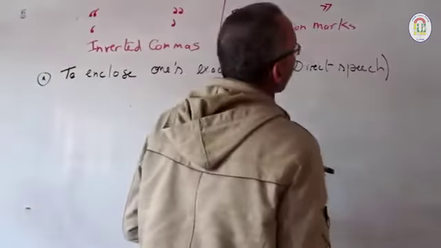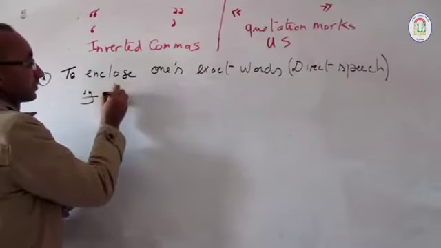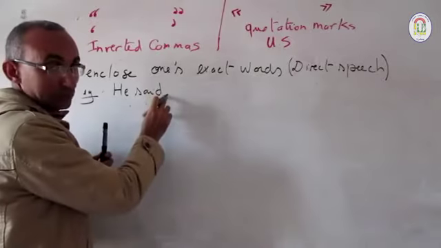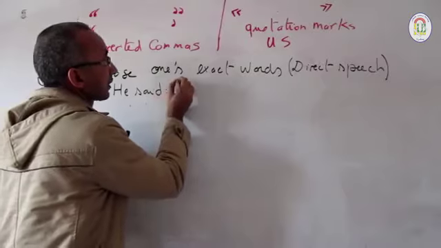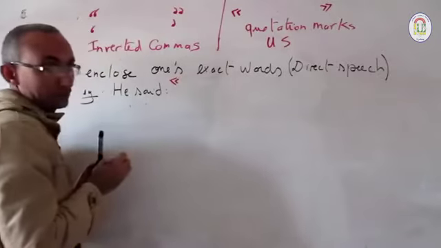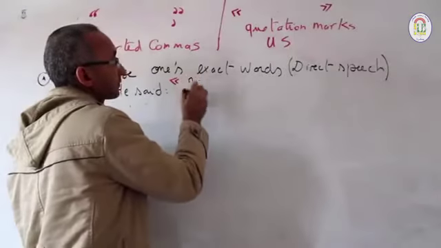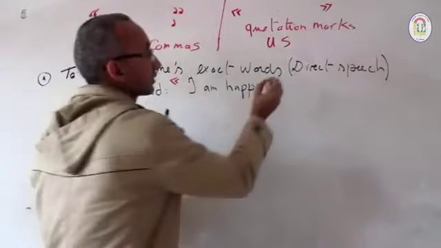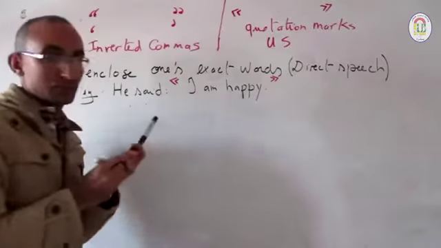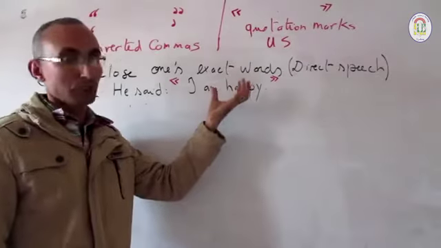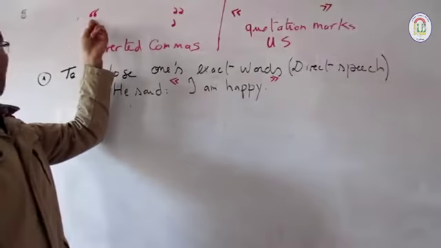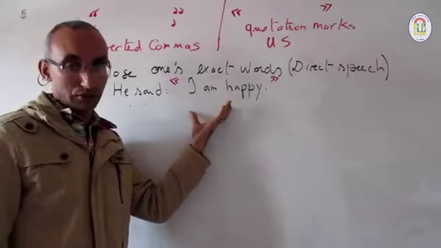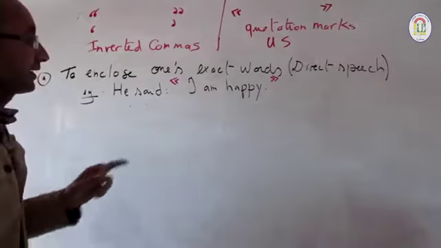Example: He said, you put either a colon or a comma, then I open my quotation marks and I write, for example, "I am happy." Today, this is the commonest form of this mark. But even if you find this quote between single inverted commas, it's not wrong. It's only British use.